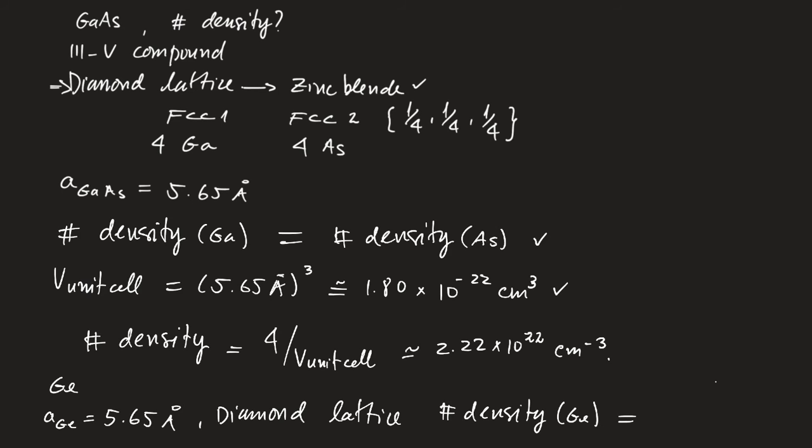Germanium crystallizes in the diamond structure. The diamond structure has 2 FCC lattices or structures. Therefore, we have 8 atoms in total, 8 germanium atoms in total over the same volume that we used for gallium arsenide. Therefore, here we expect to find double, twice the value of the number density of each individual gallium and arsenic, which is 4.44 times 10 to the power of 22 centimeter minus 3.